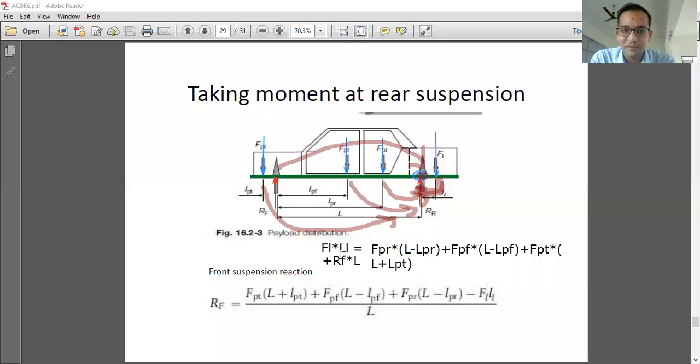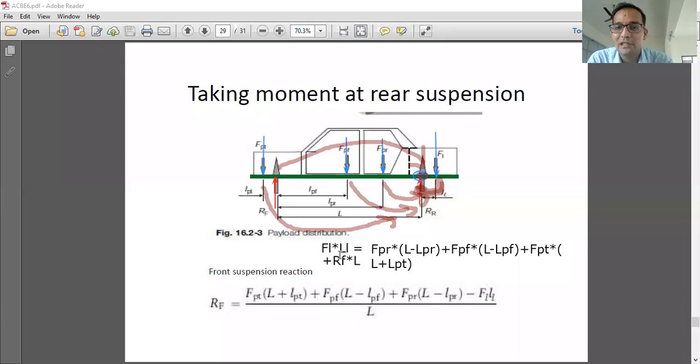So FL by LL plus RF by L multiplied by L is equal to FPR multiplied by L minus LPR plus FPF into L minus LPF plus FPT multiplied by RF multiplied by L plus LPT. So this is the whole configuration.